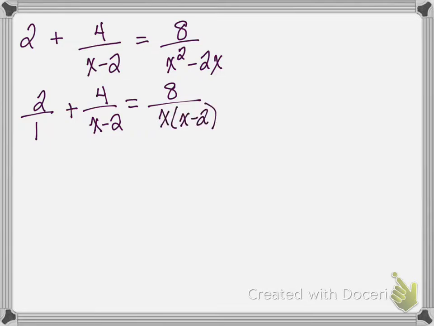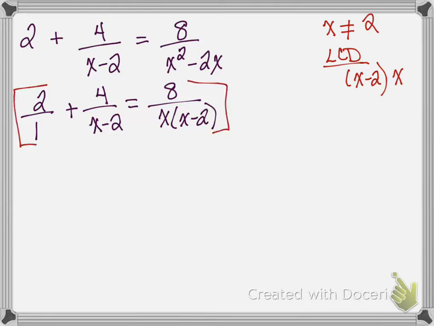Okay, so first thing I'm going to decide, what can x not equal? X can't be 2, because if I put x minus 2 equal to 0, I get 2. Not allowed. 2 minus 2 is 0. What's my LCD? X minus 2 and what else? Times x. Excellent. You guys are doing great with that. Good job.